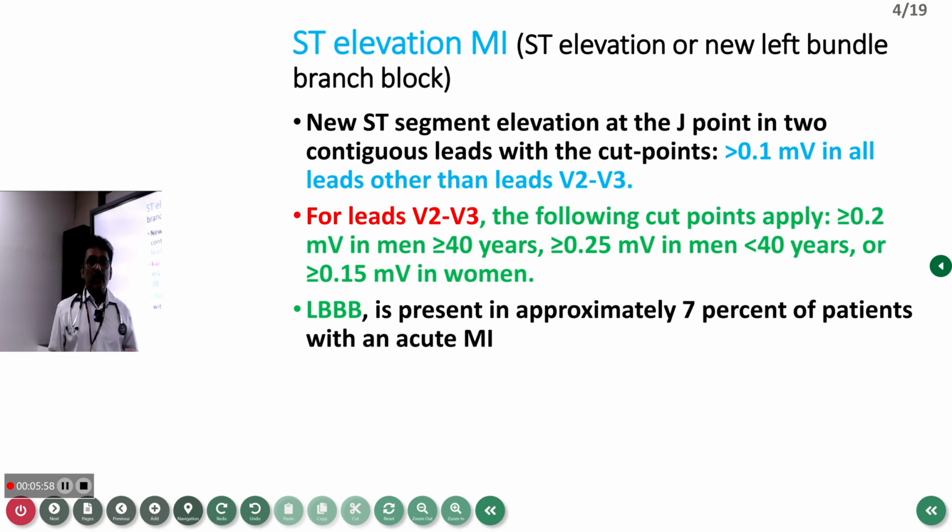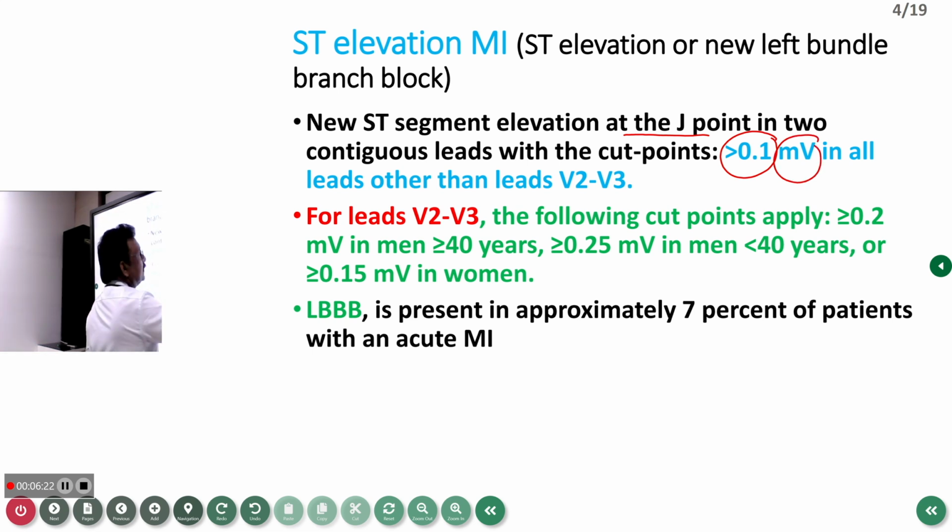Now, when we talk about myocardial infarction, you can get ST segment elevation myocardial infarction, non-ST segment elevation myocardial infarction, and even left bundle branch block may indicate myocardial infarction. ST segment elevation above the J point has cutoff points like 0.01 millivolt in all leads other than V2 and V3. In V2 and V3 the cutoff points are slightly different.